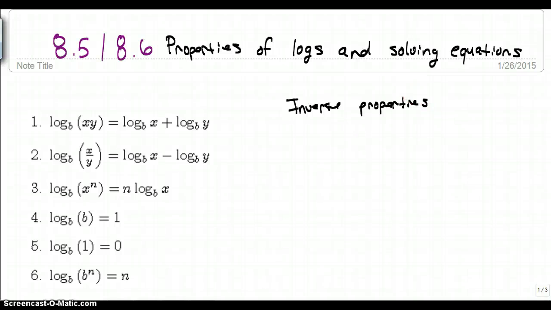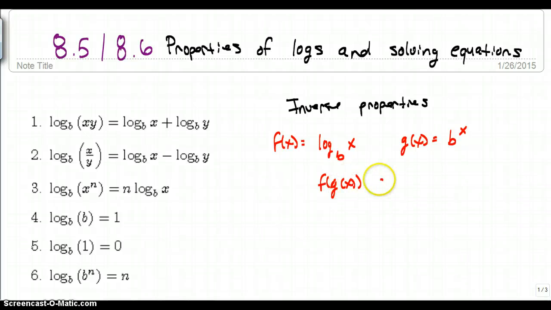And they come from where we know that f of x equals log base b of x and g of x equals b to the x. We know that these two are inverses. We proved this in class. Exponentials and logarithms are inverses of each other. So because of this, we also know that this property, f of g of x and g of f of x, this function composition, when we have inverses, they both equal x. So because of that, I can perform function composition and get my two new properties.